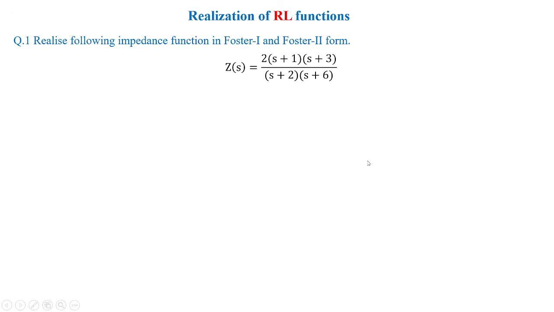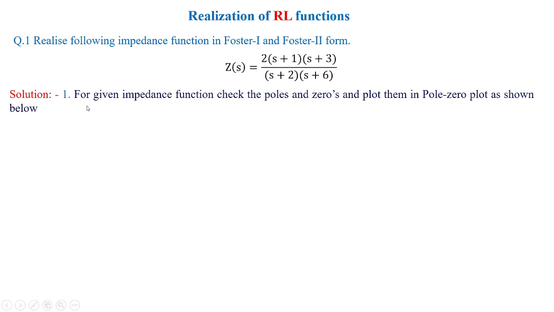So let us start with the first example where the impedance function is given by 2 times (s plus 1)(s plus 3) divided by (s plus 2)(s plus 6). This is the numerator and denominator polynomial. The numerator represents the zeros and the denominator represents the poles of the given impedance function. So identify the poles and zeros by equating the numerator to 0 and the denominator to 0.